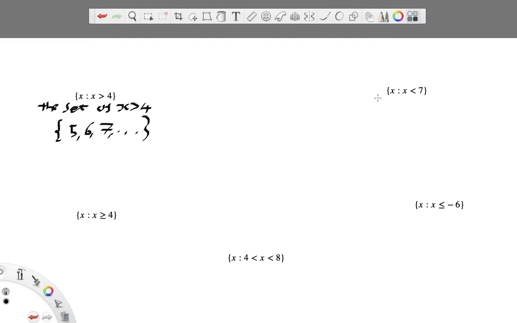Okay, so how about this one? We've got the set of x such that x is less than 7. Well, that's the set of x is less than 7. So what integers could we have in that set? Integers that are less than 7. So we could have 6, 5, 4, and so on.